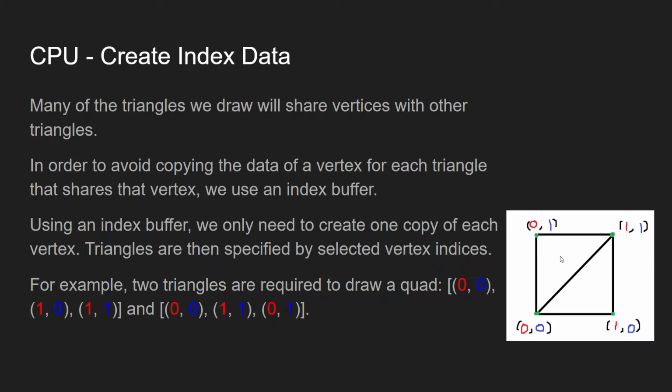So for example, if we had this quad here, just a square, you can see there are 2 triangles. We have the one between 0, 0, 1, 0, and 1, 1. This bottom right one here, and then we have the top left one, which is between 0, 0, 1, 1, and 0, 1. And if you notice, we copied 2 of these vertices. 0, 0 appears in both triangles, as does 1, 1. So that's a lot of unnecessary data.